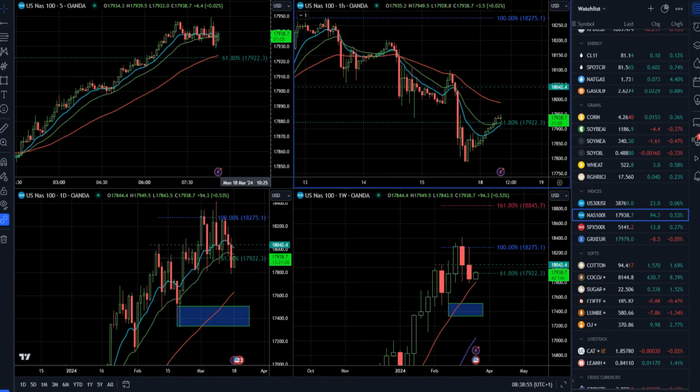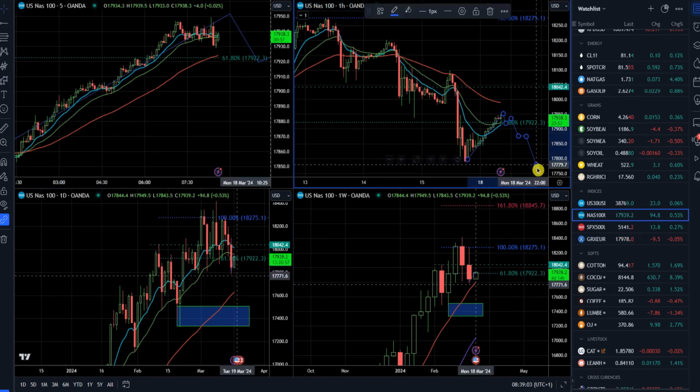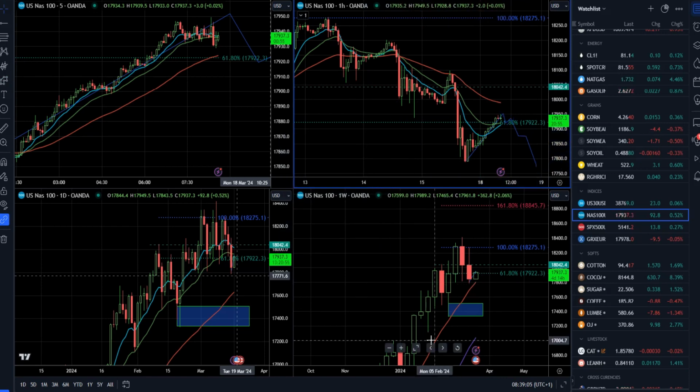This morning we can see that the market is rallying, but this can just be a natural pullback for a further downside movement in the next period. So pay attention to that downside continuation move.